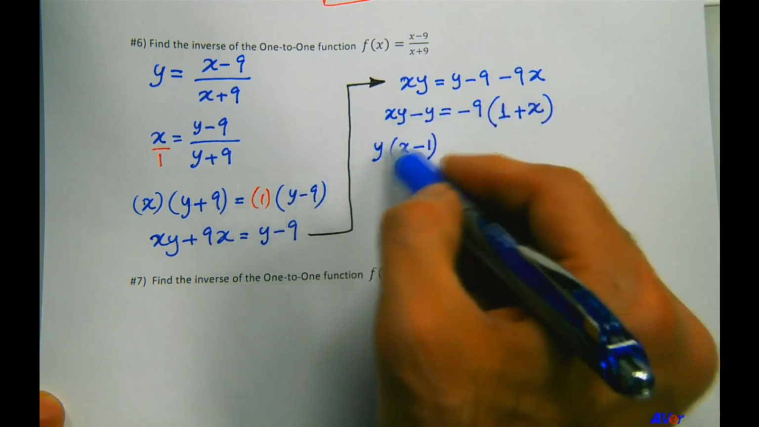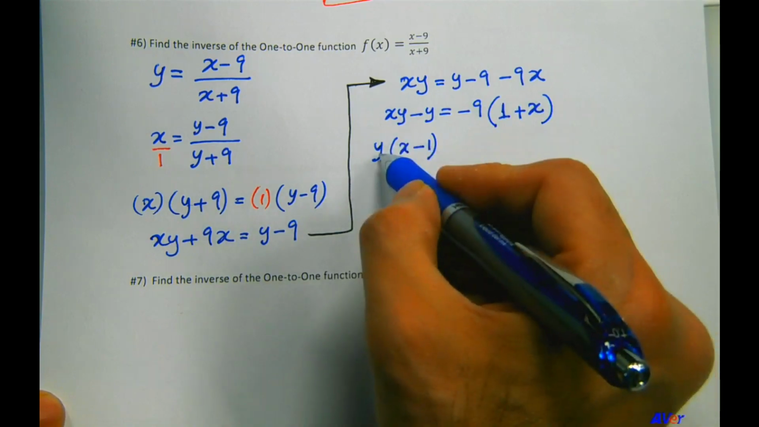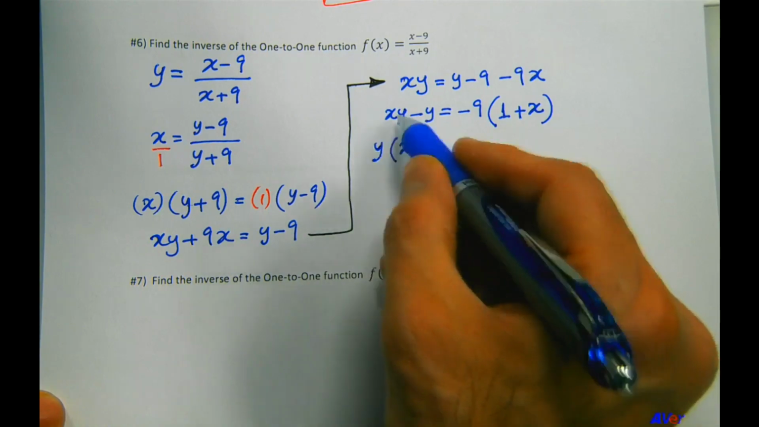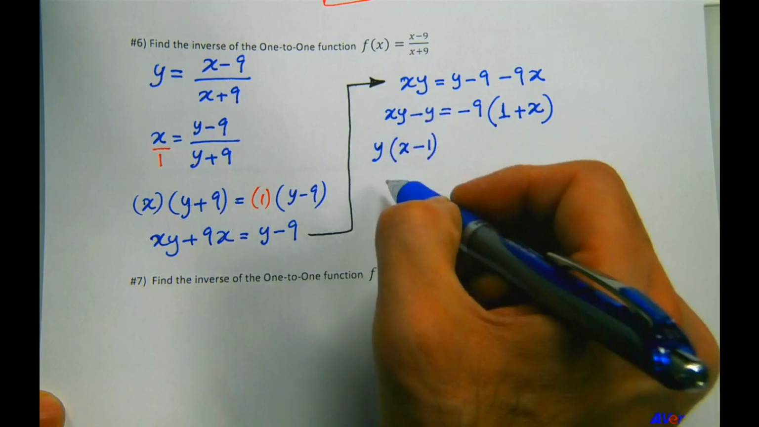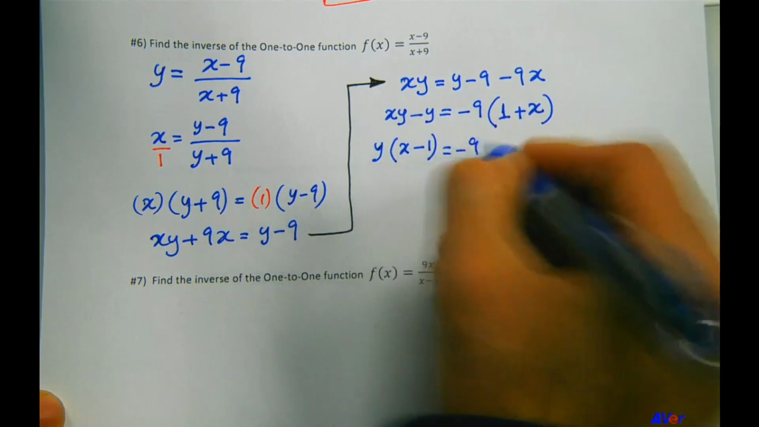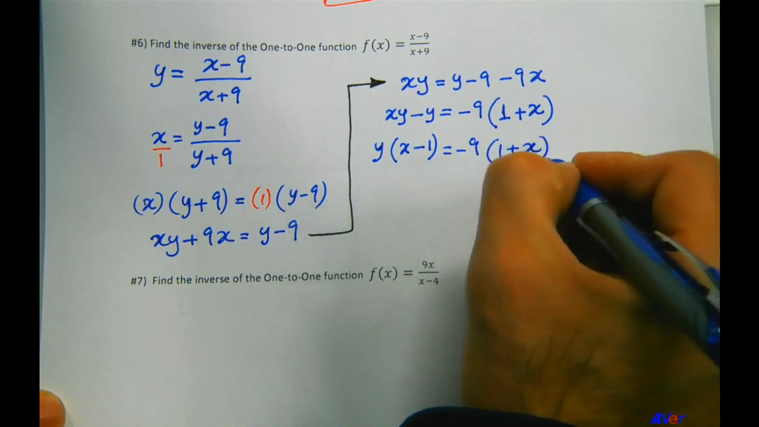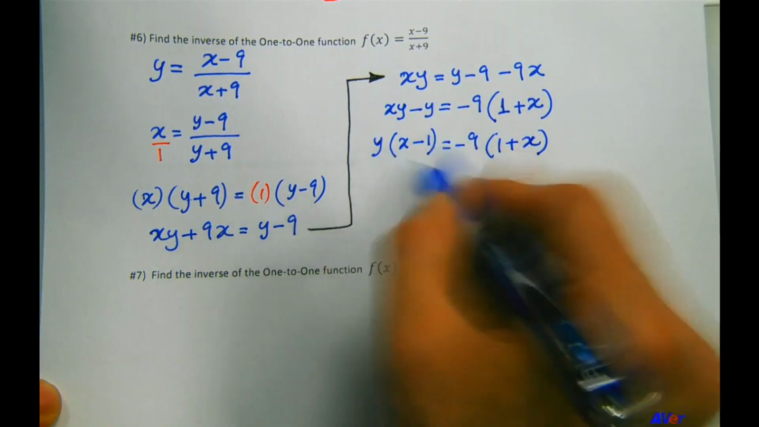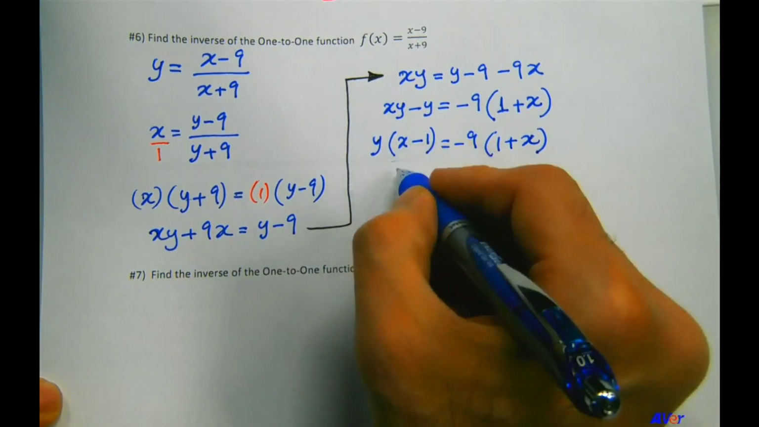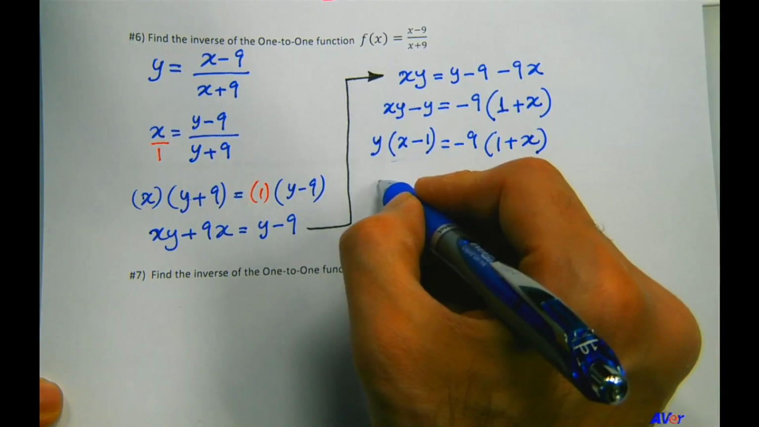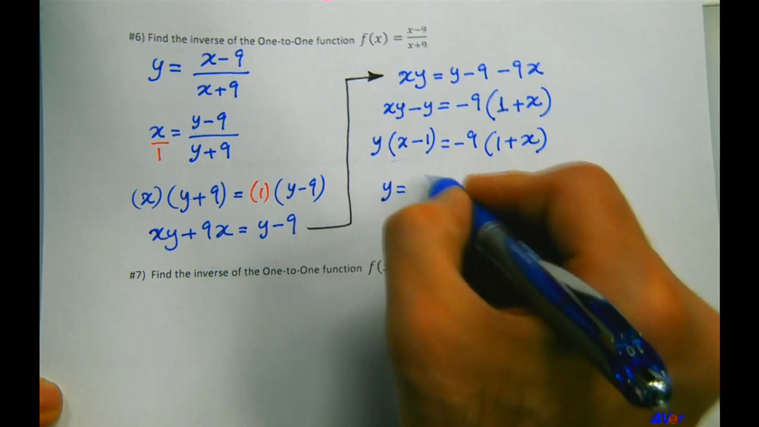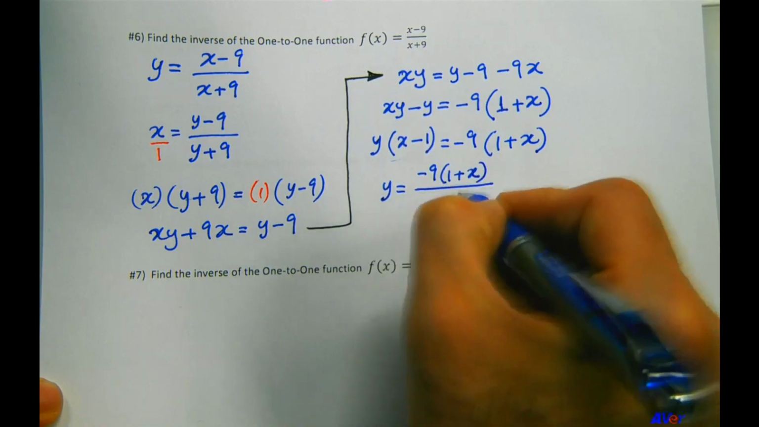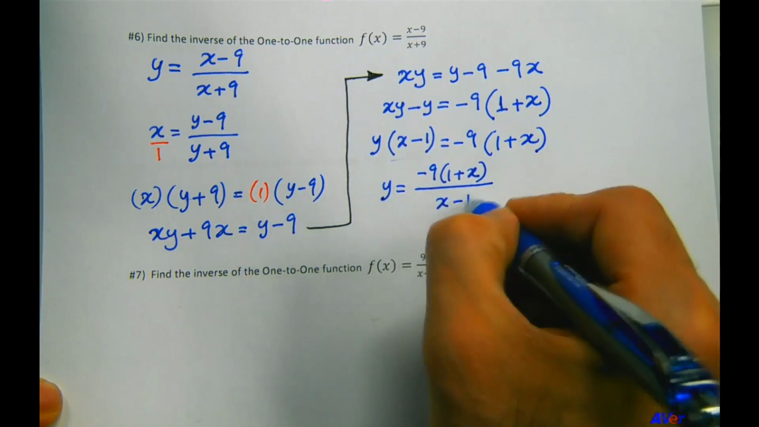The way you can check your factorization is simply to distribute the y into this and see if you get that expression back. So y times x is xy. y times minus 1 is minus y. So everything is fine. So then that is equal to minus 9 times 1 plus x. And then to solve for y, or to isolate it, we need to divide both sides by x minus 1. So we have y equals minus 9 times 1 plus x divided by x minus 1.